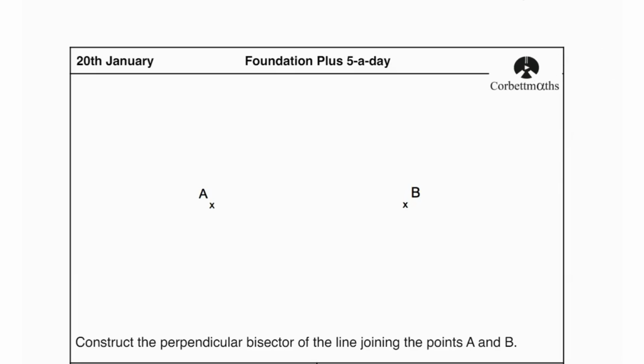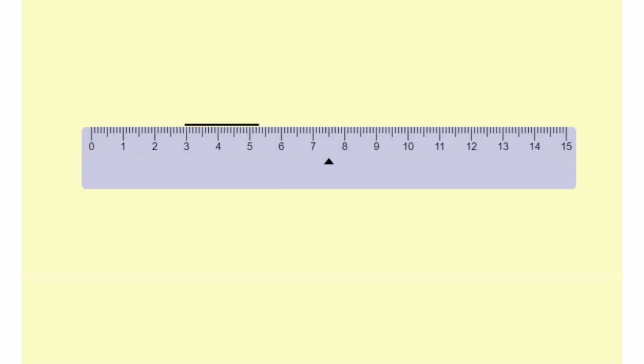First question says, construct the perpendicular bisector of the line joining the points A and B. So I'm going to show you how to draw the perpendicular bisector. This is the line joining A and B, supposedly. So this is A and this is B. So what you will do is, once you've connected your points A and B, you will measure the distance of A and B.